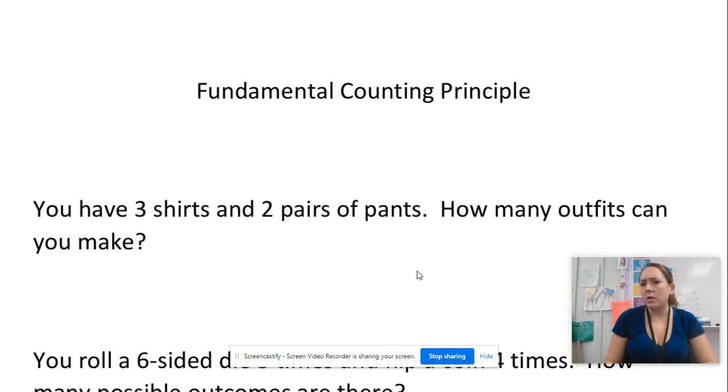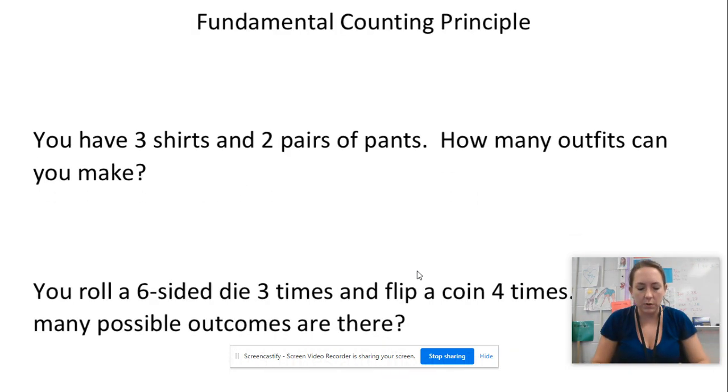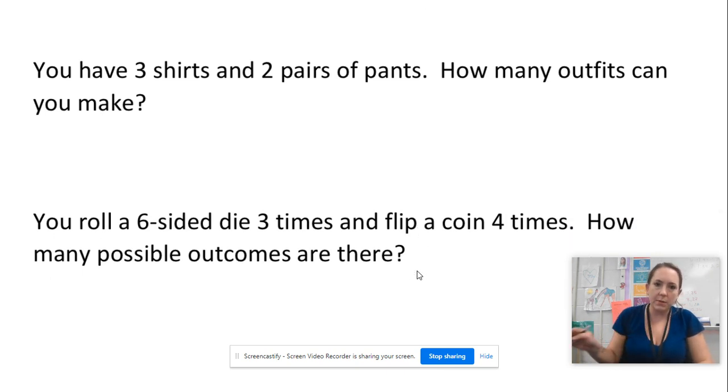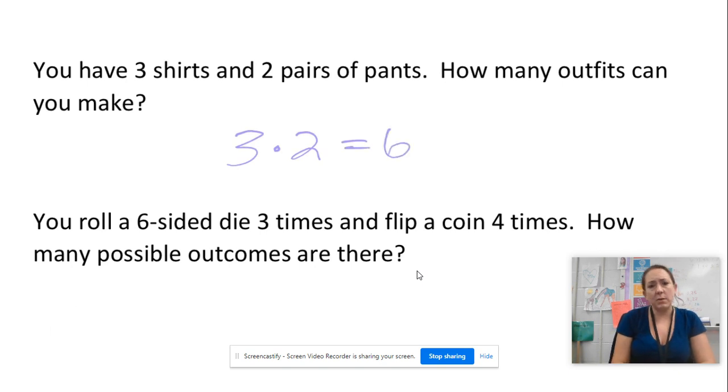Well, hello again. So today we are going to be looking at permutations and combinations, but just as a reminder, with the fundamental counting principle, for every time you make a choice or do an action, you multiply by how many options you have. So if you have 3 shirts and 2 pairs of pants, then you have 6 possible outfits. If you roll a six-sided die 3 times, it's 6 times 6 times 6.